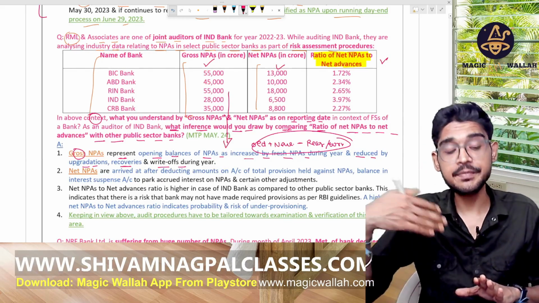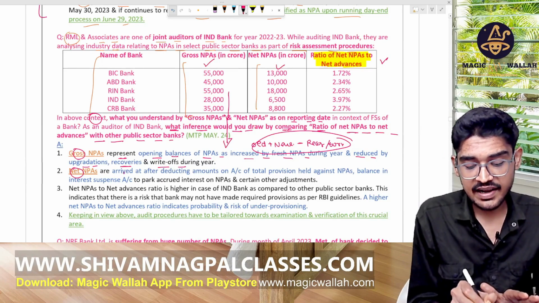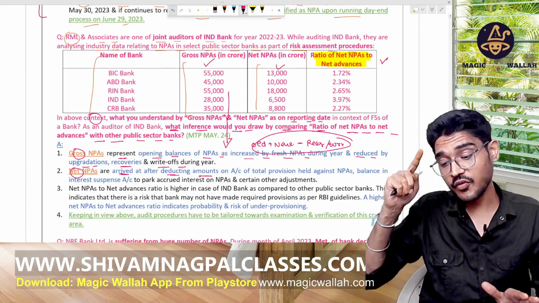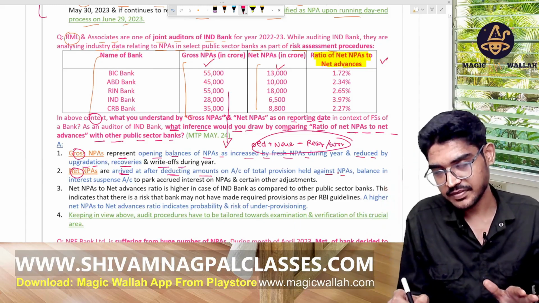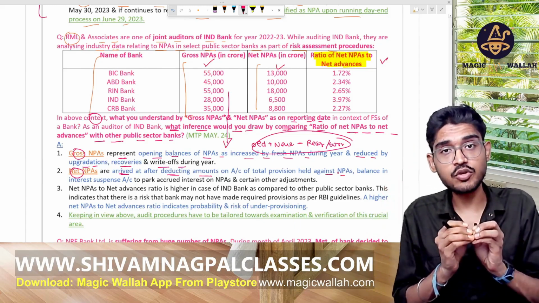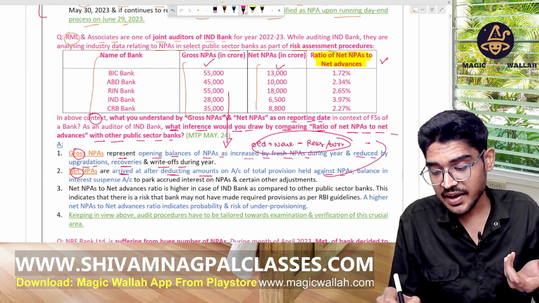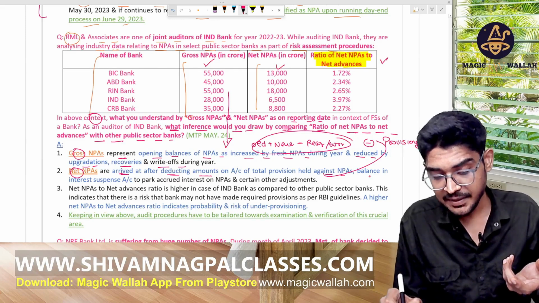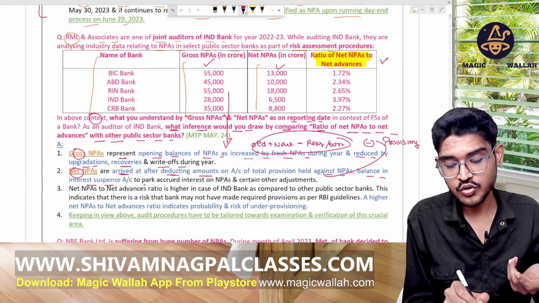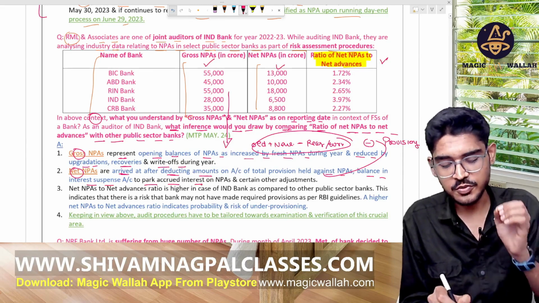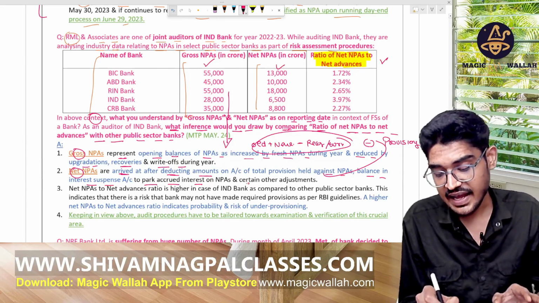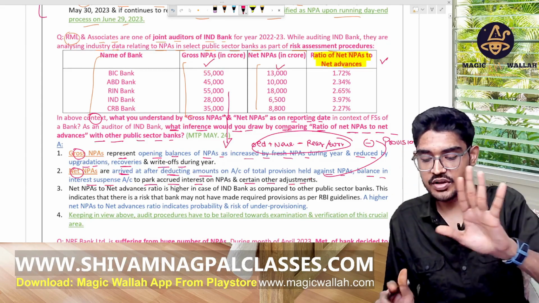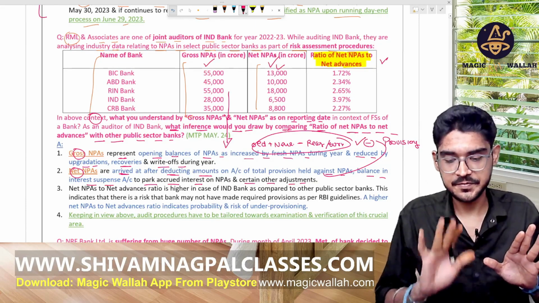What do you mean by net NPA? The net NPAs are arrived at after deducting the amount on account of total provision held for that NPA. We have to make the provision for the NPA now. So let the provision from this, and the balance in the interest suspense account to park accrued interest on the NPA and certain other adjustments. Simply, you can just reduce the provision from the above amount. You will get the net NPA.